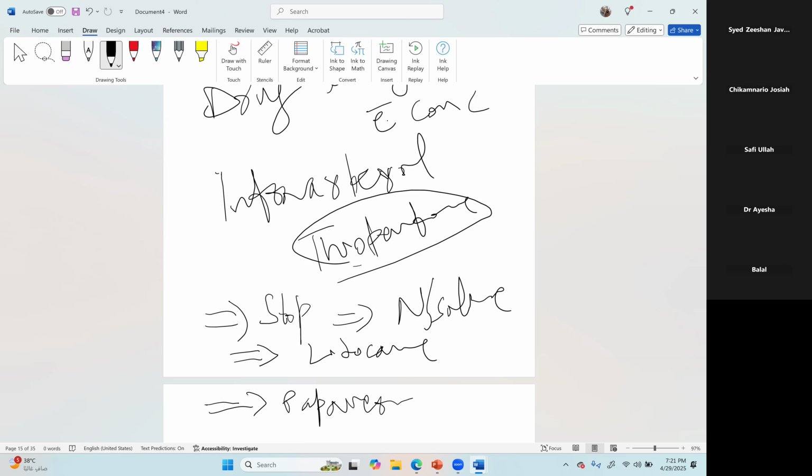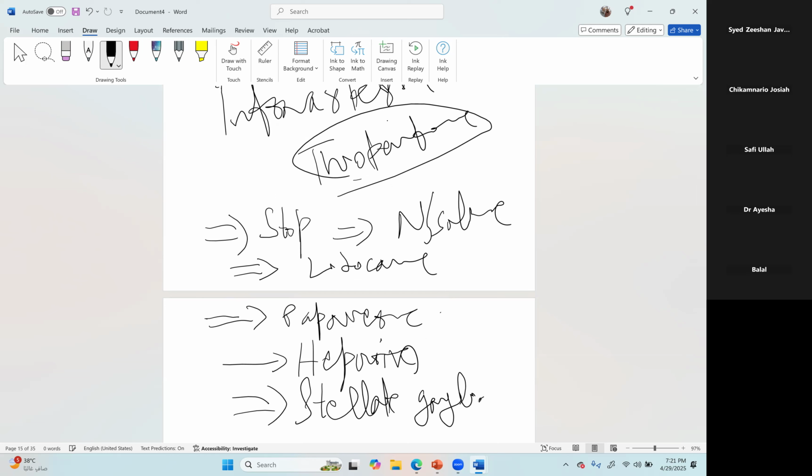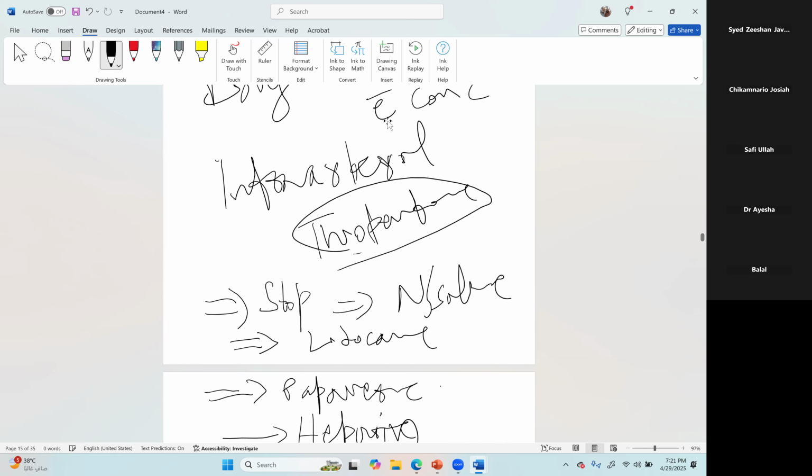Then heparin can be given. Heparin, or papaverine, which is a vasodilator. And if it still persists, then a stellate ganglion block is used, and the patient is consulted before that, and with consent the stellate ganglion block should be given.